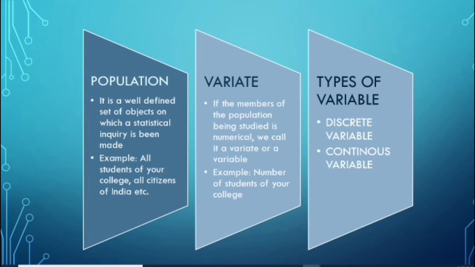There are two different types of variables, the discrete variable and the continuous variable. A variate which takes only integer values like 1, 2, 3, 10 or even 0, -2, -5, etc. comes under discrete variate. For example, the number of family members of a student is a discrete variate. Number of students of your college is again a discrete variate.